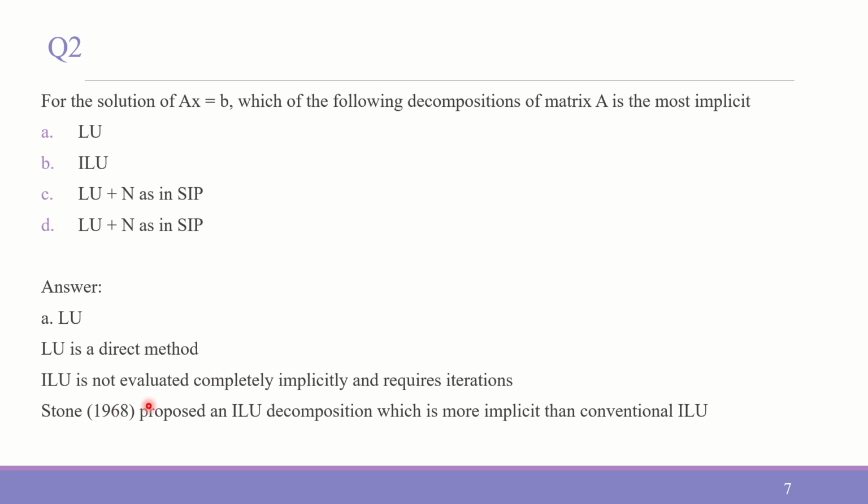But Stone in 1968 proposed an ILU decomposition which is more implicit than the conventional traditional ILU, but not the most implicit. It is comparatively more implicit but not the most implicit. But LU, being the direct method, gives the most implicit solution. So that is the thing.